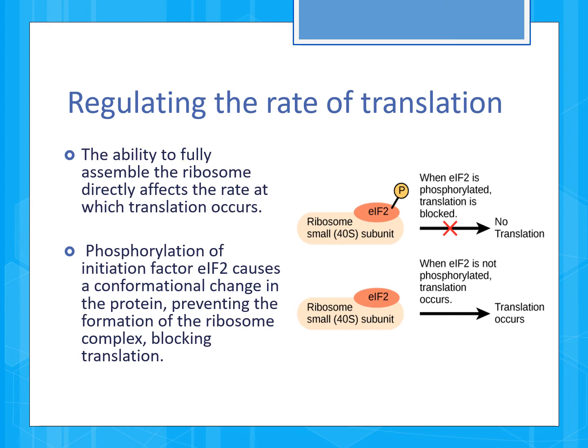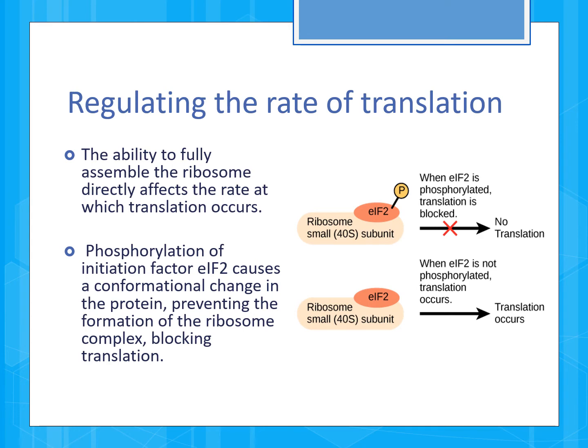Now one of the ribosome subunits, which is called 40S, you don't need to know that, has this protein on it called initiation factor eIF2. And pretty much if that initiation factor is phosphorylated, which means you just add a phosphate group, it changes the shape of that ribosome subunit.